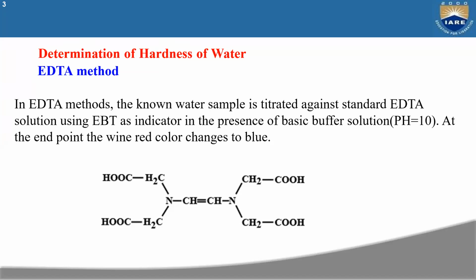So what is the chemical formula of ammonium chloride and ammonium hydroxide? Anybody? Ammonium hydroxide is NH4OH, and ammonium chloride is NH4Cl. So these chemicals we can take as the basic buffer solution.